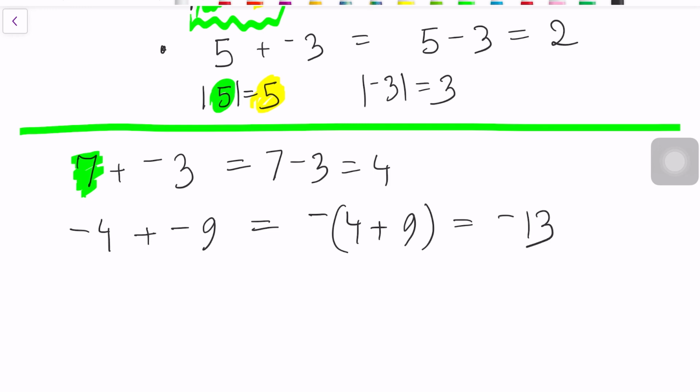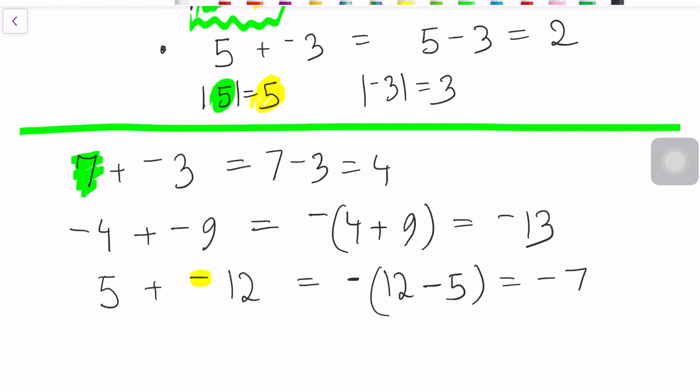Okay, now 5 plus negative 12. The numbers have opposite signs, so I'm going to be subtracting 12 minus 5. And since 12 is the bigger number than 5, the sign comes from 12, right? So negative. So negative 7.